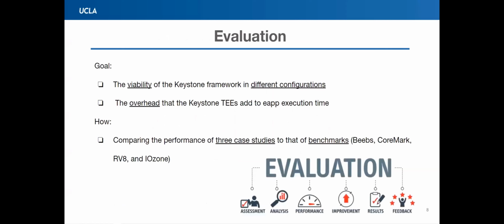Okay, thank you. I'm going to talk about the evaluation part of this paper. The first goal is to find out, is the Keystone framework viable in different applications? The second goal is to find how much overhead Keystone adds. The result is obtained by running three case studies and comparing their performance to benchmarks. Next slide, please.